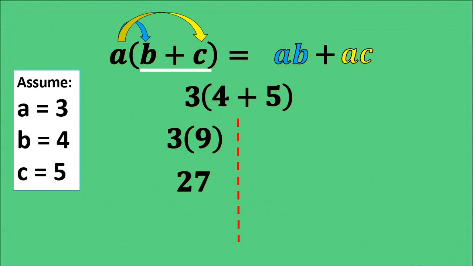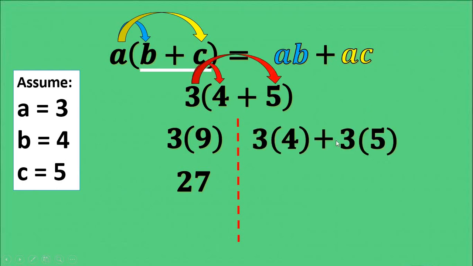Now for our second way, we will apply the distributive property of multiplication. Doing so, 3 times 4 plus 3 times 5. Multiplying these two pairs of numbers, we will have 12 plus 15. And the sum of these two numbers is 27 as well. So meaning to say, distributive property works. We can apply this especially if we cannot perform the operation inside the parentheses.